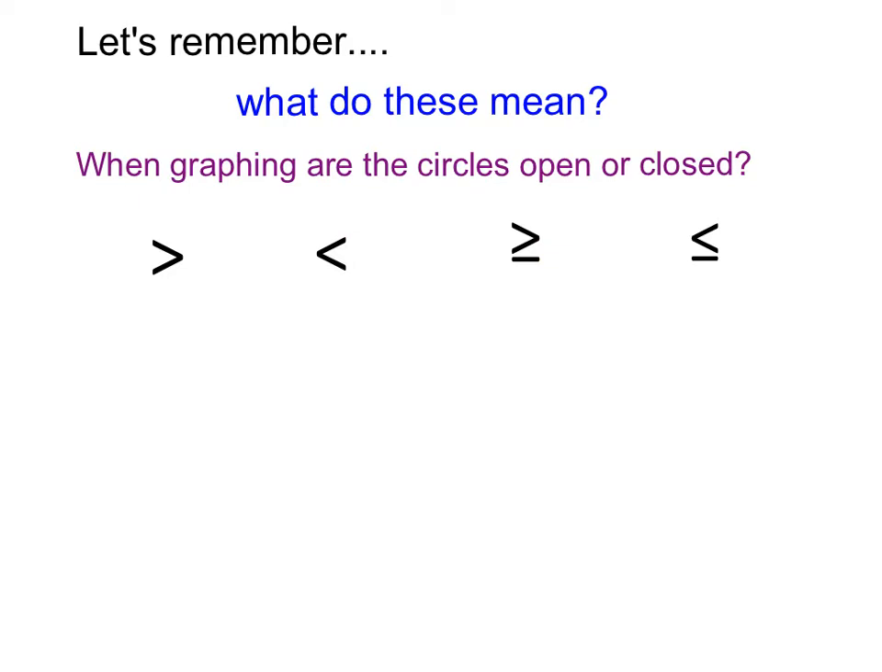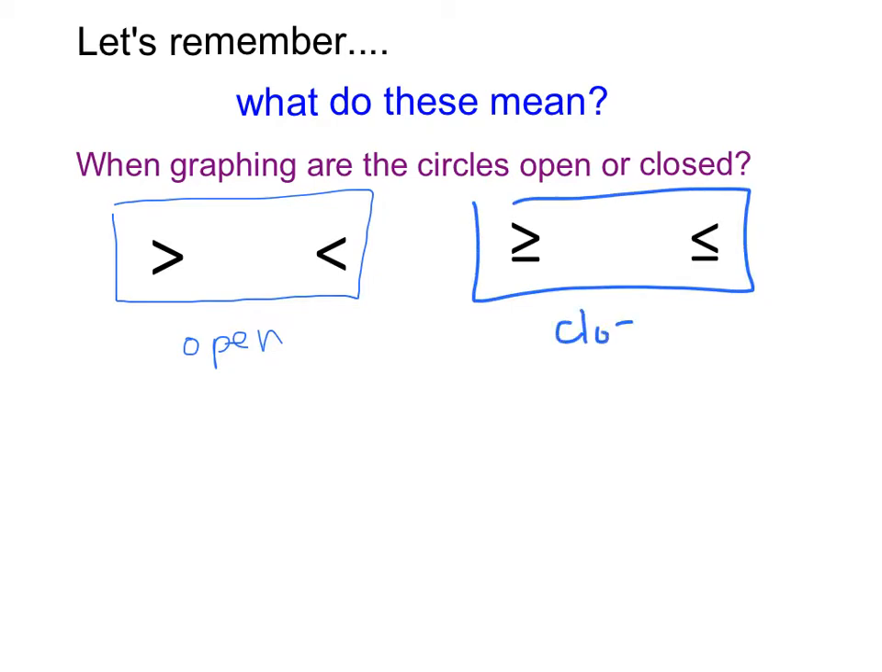A couple things that we have to look at is, remember, what do these mean? These are our four inequality symbols that we'll typically use. And when graphing, are these circles open or closed? These two here are open, which means that they do not include the endpoint as part of the solution. The next two are closed, meaning that they do include the endpoint as the solution. So that's something we're going to have to keep in mind.